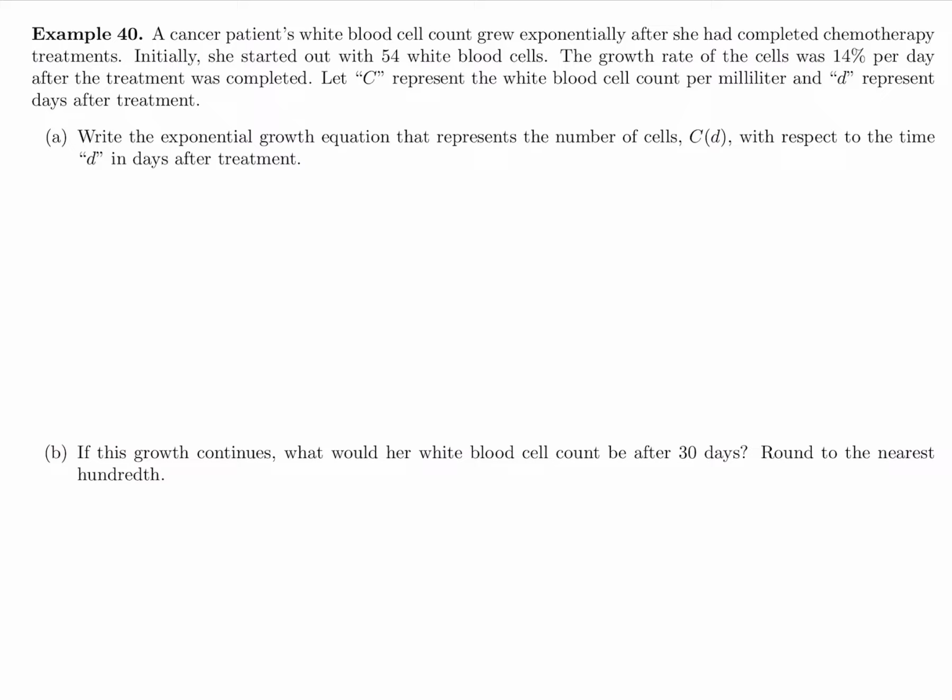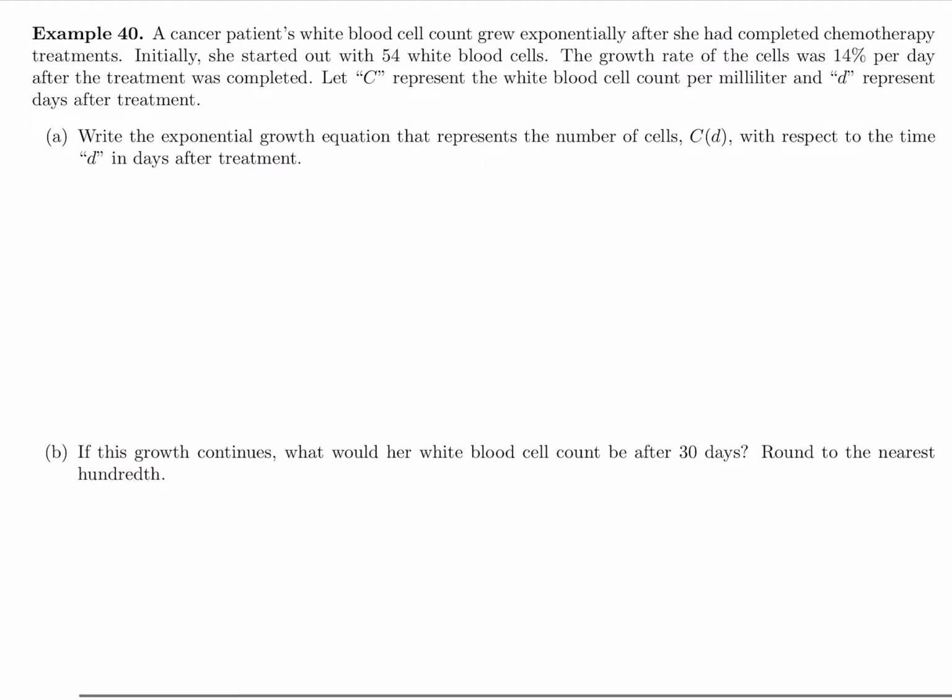They wait till the blood counts are high enough to let them go out and have some sort of an immune system. So initially, she starts with a 54 white blood cell count, something super low, but we know it has a growth rate of 14% per day. We want to let C represent the white blood cell count per milliliter and D represent days after the treatment is complete. We're going to use that to write our own exponential function.